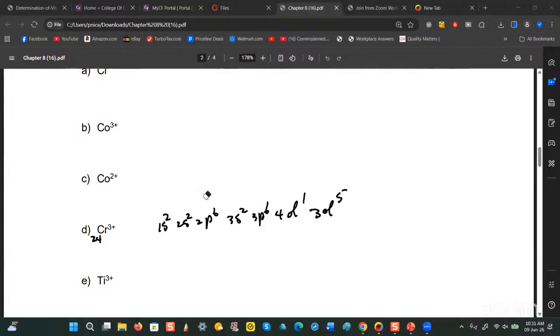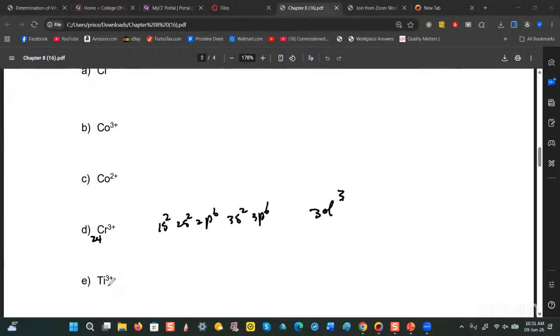Where do you start losing electrons? 4d1. Okay, so it's going to lose 4d1, and then it's going to be 3d3. Exactly. And the rest is still the same, and that's it. All right. Any questions about this? Okay, what about titanium 3+?